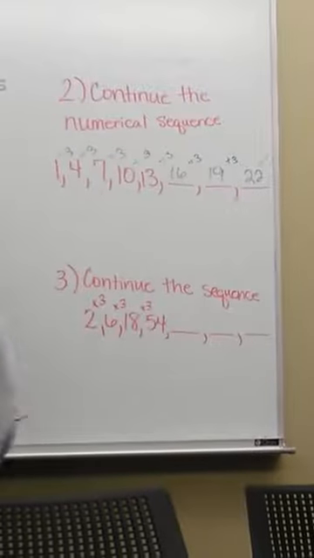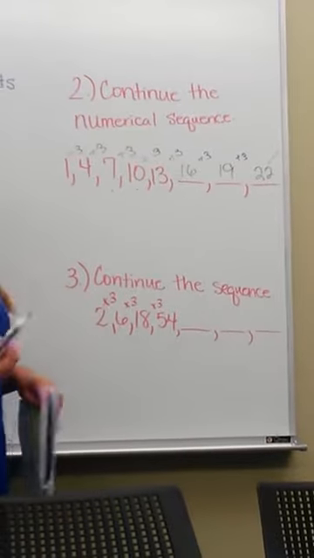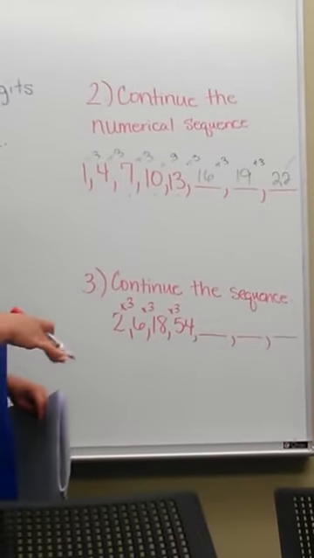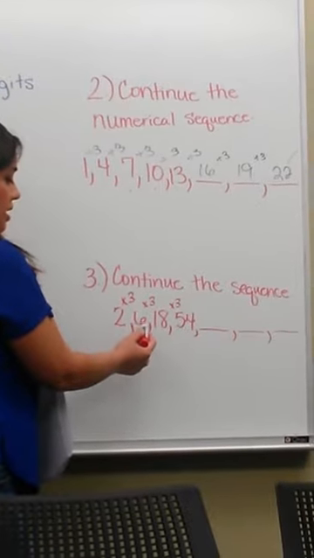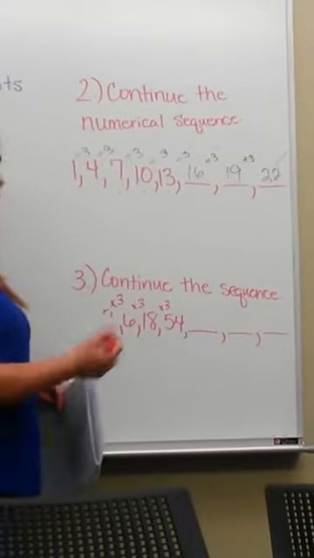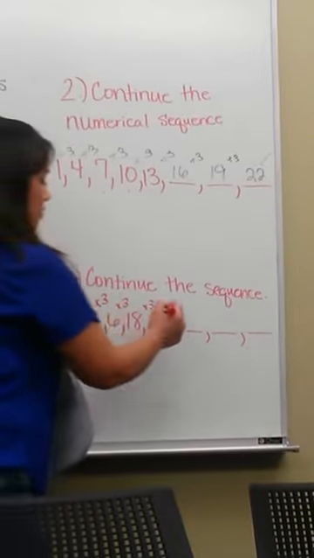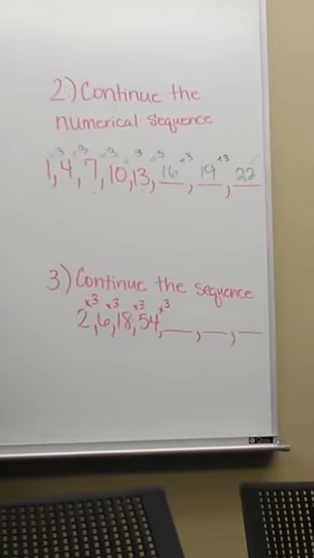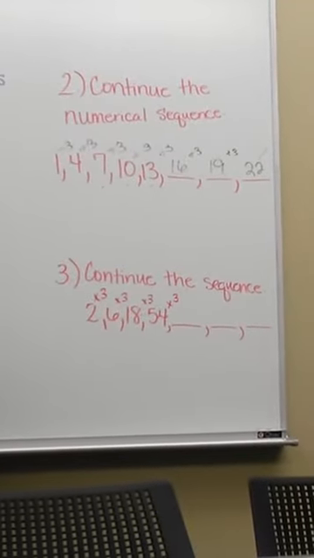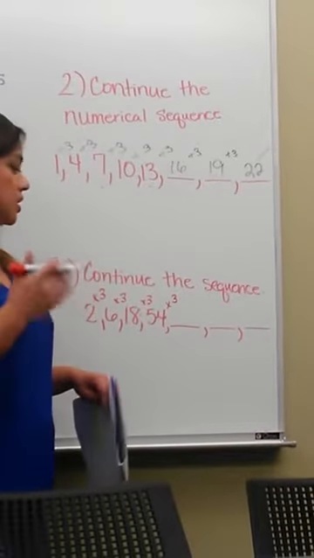Okay, so now in problem number 3, we're going to see that it's a sequence multiplying by 3. So 2 times 3 is 6. 6 times 3 is 18. And 18 multiplied by 3 is 54. So now we're going to go ahead and carry out the plan to see if this sequence and pattern that we've come up with, our plan, is correct.